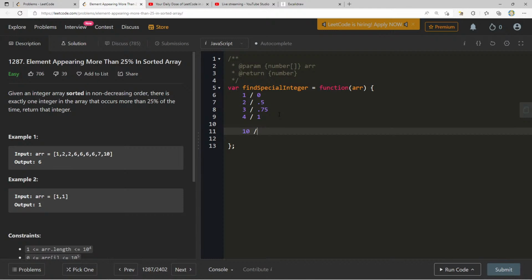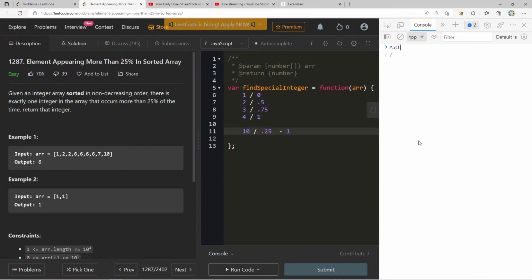If I do 10 divided by 0.25 minus 1, so what does that give me? What's math.floor of 10 divided by 0.25? Oh, okay, so let's do this. That's 2 minus 1, but then that gives us 2, and that's not even where the 6 starts. So that's completely off. So yeah, 50% is a little bit trickier.